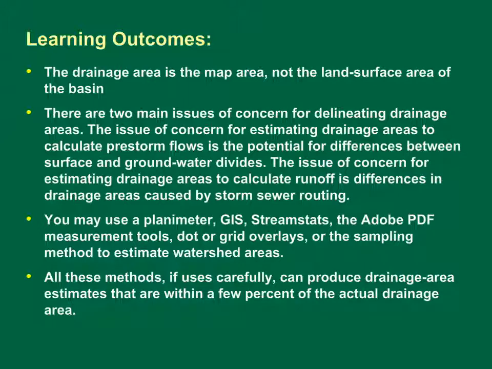You may use a planimeter, GIS, Streamstats, the Adobe PDF measurement tools, or dot or grid overlays, or the sampling method to estimate watershed areas. All of these methods, if used carefully, can produce drainage area estimates that are within a few % of the actual drainage area.